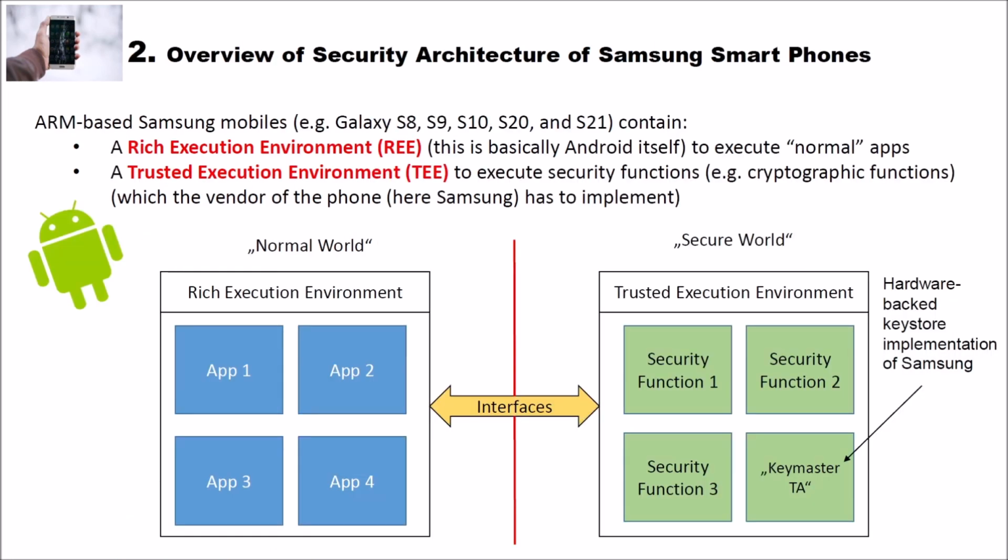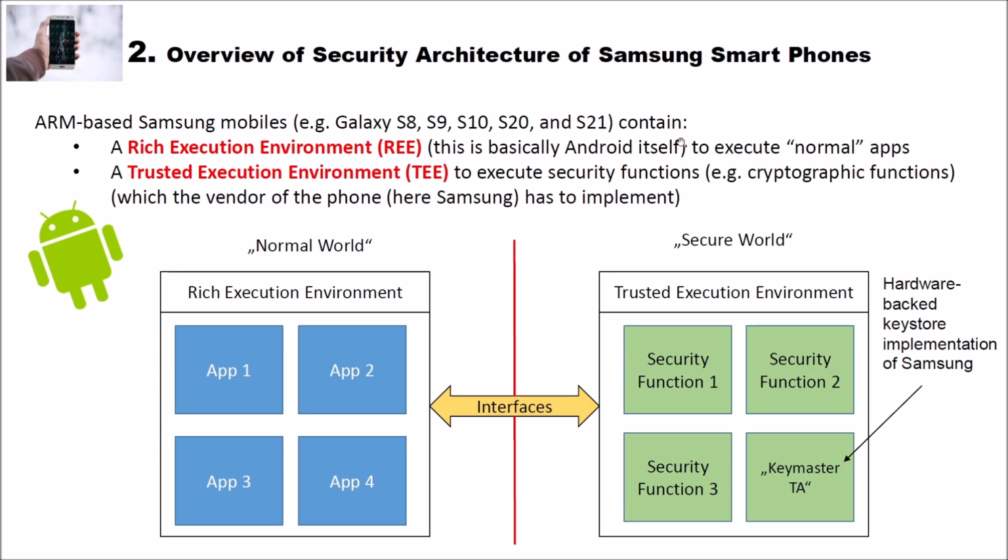Now let's talk about the actual Samsung mobiles, and here about the security architecture of Samsung smartphones. Samsung mobiles are ARM-based. For example, the Galaxy S8, S9, S10, S20 and S21 were attackable using the attack shown here. The basic architecture divides a smartphone into 2 parts. The first part is the Rich Execution Environment, or REE, and this is basically Android itself. This allows us to execute the normal apps that we have on our smartphone.